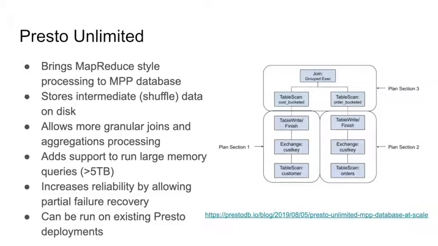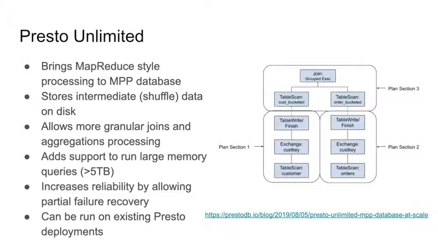Before Presto on Spark, Wenlei and I were working on a project called Presto Unlimited. The idea of Presto Unlimited was to bring MapReduce style execution to the MPP database architecture. Instead of using end-to-end streaming shuffle, the idea is to store intermediate data on disk. And since we store intermediate data on disk, it allows us to more granularly process joins and aggregations.